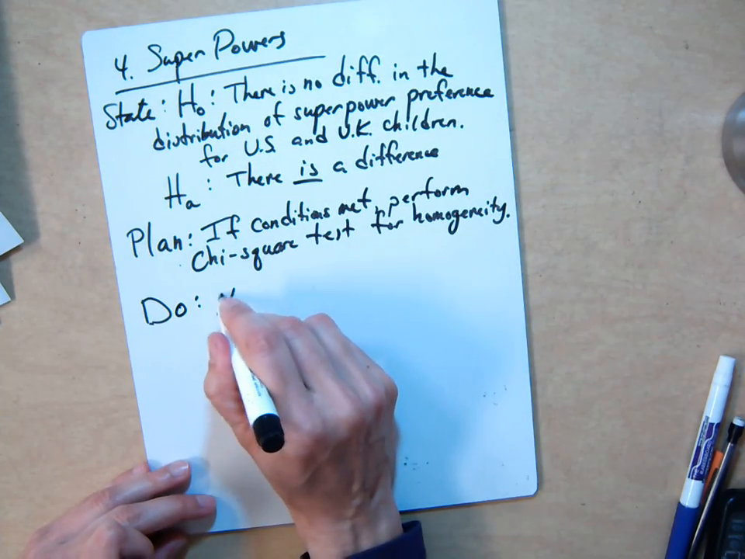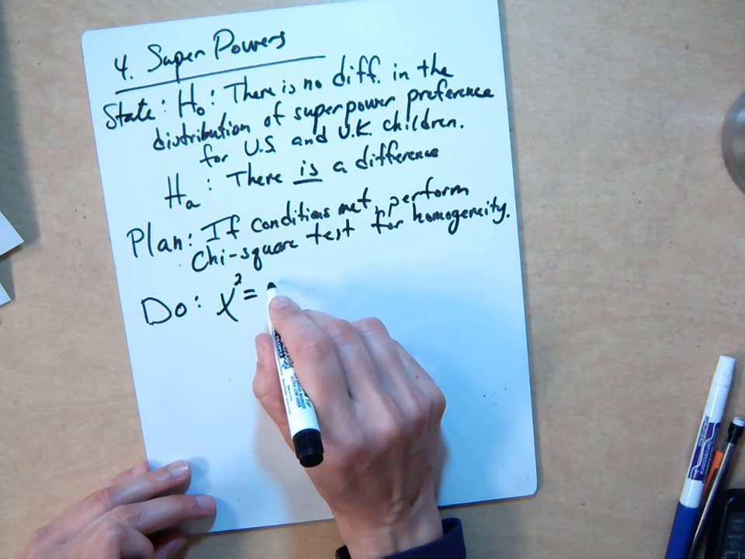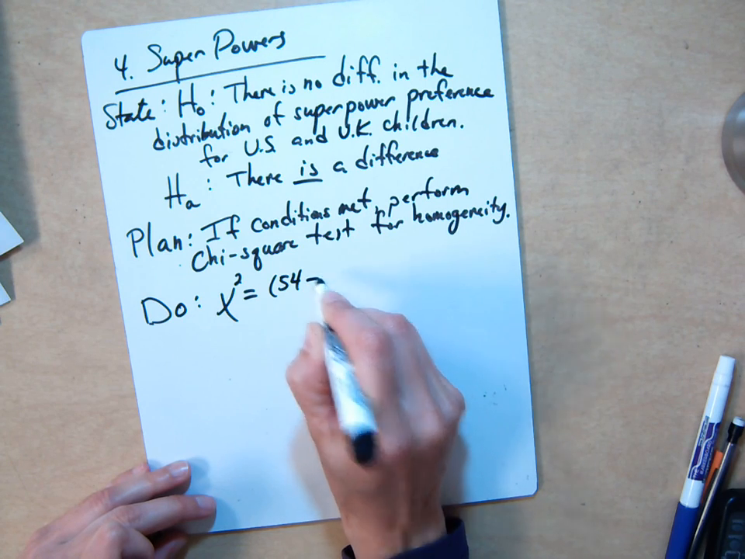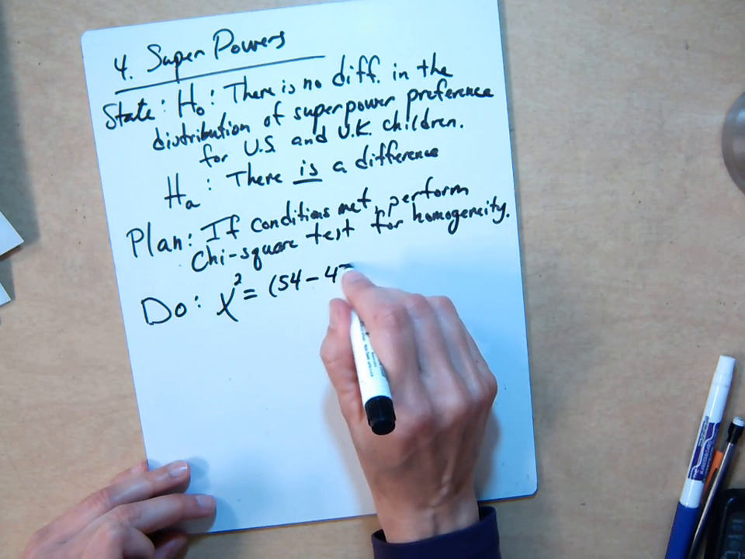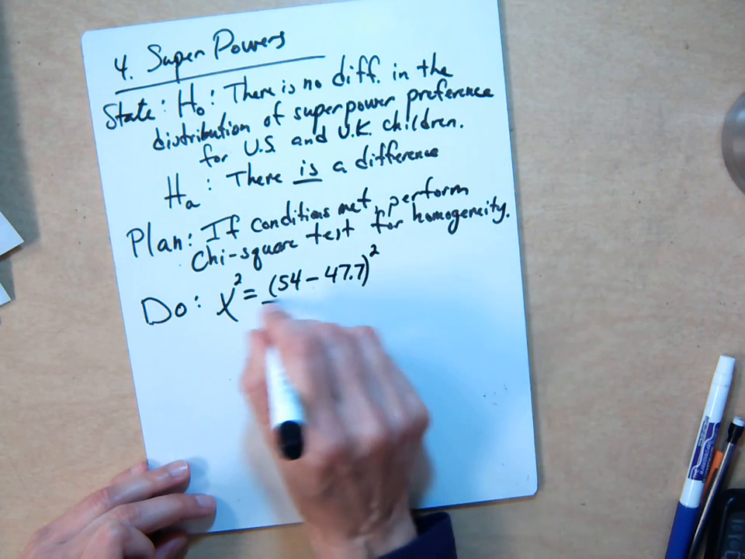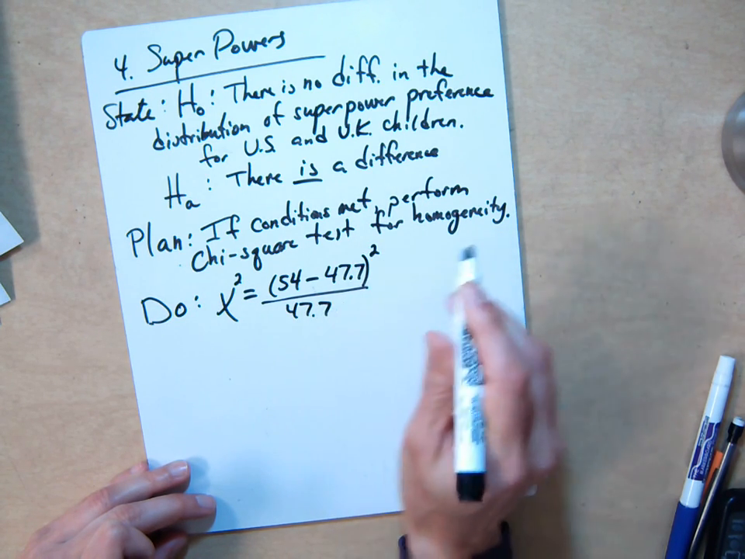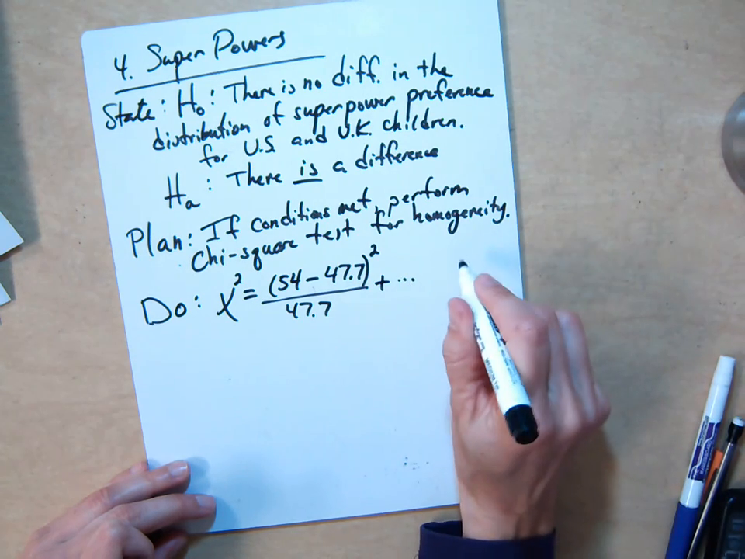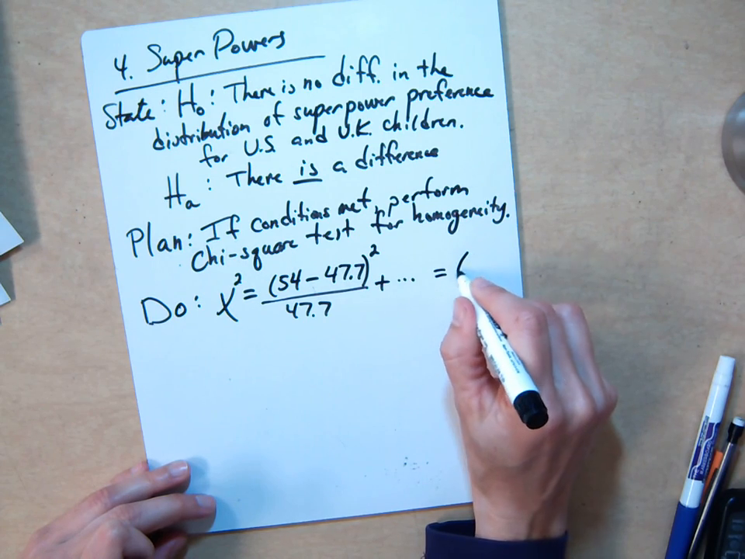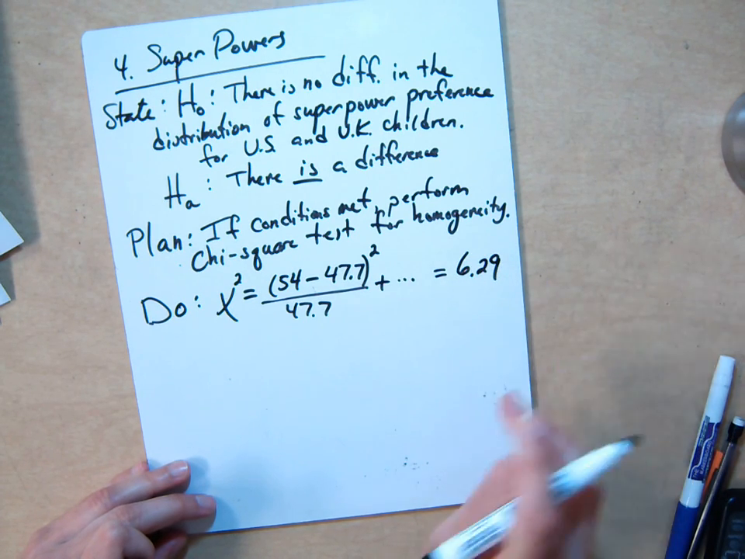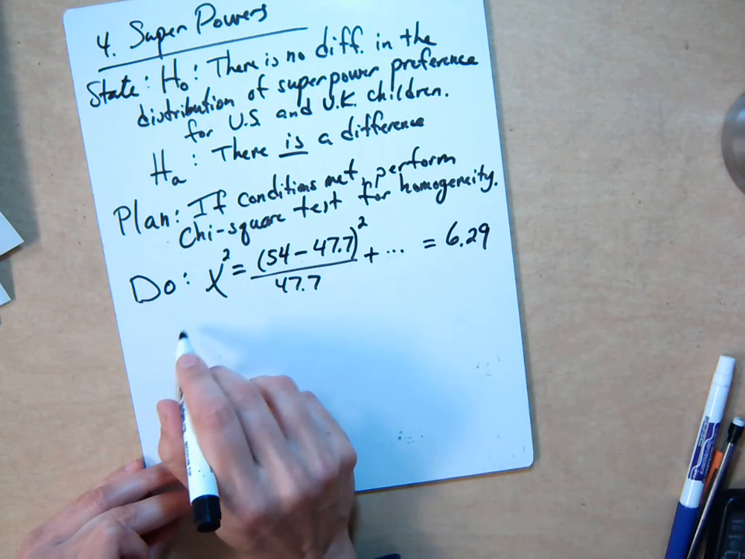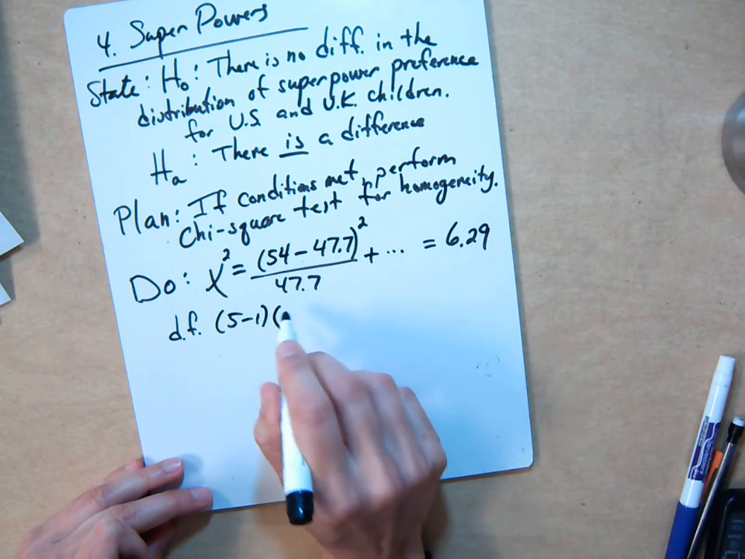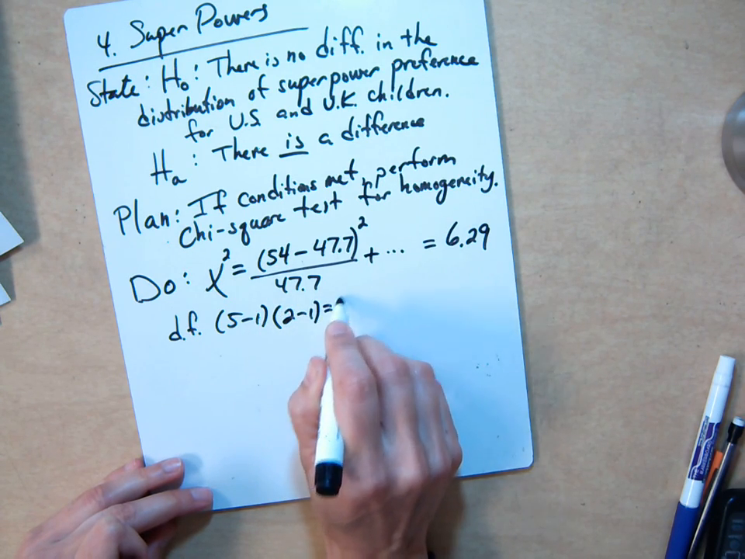So then we would do chi-squared equals, and we'll just show the first one, observed 54, that's the first number in the table, minus expected 47.7, squared, over 47.7, plus, you should show at least 2, but you get the idea, and you should get 6.29 if you do that with every single cell. The degrees of freedom are 5 minus 1 times 2 minus 1, which is 4.